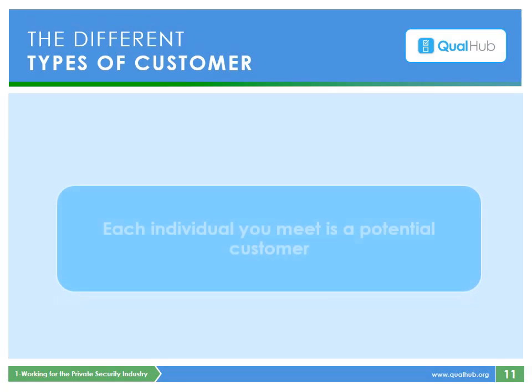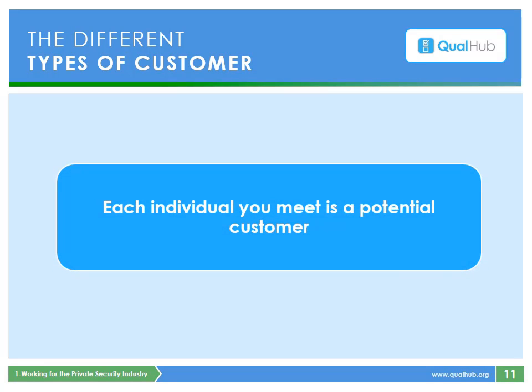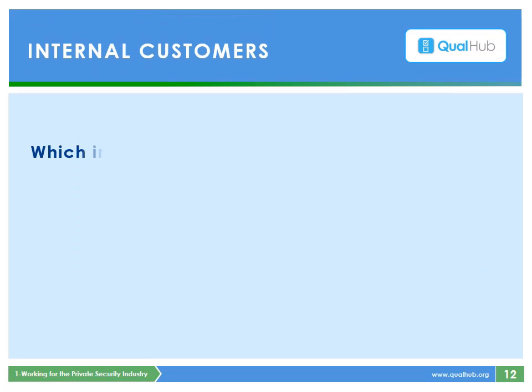Different types of customer. Security operatives provide a service to anyone they are interacting with. We group individuals under either external or internal customers. Now what we need to do is we need to remember each one. So we're going to have a look at internal customers. This includes individuals that we work with mainly on a day-to-day basis.